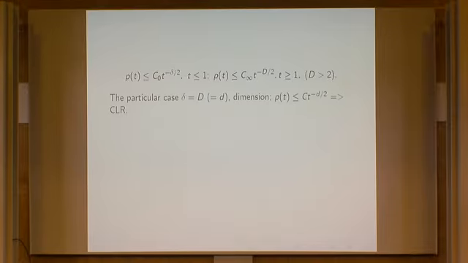So the particular case where everything started is when we have the Laplace operator. In this case the expression for the heat kernel is very well known. So in this case, delta and d are the same. They equal the dimension of the space. And the estimate for the heat kernel is also well known. And this immediately gives the CLR estimate, the estimate in the Euclidean space.